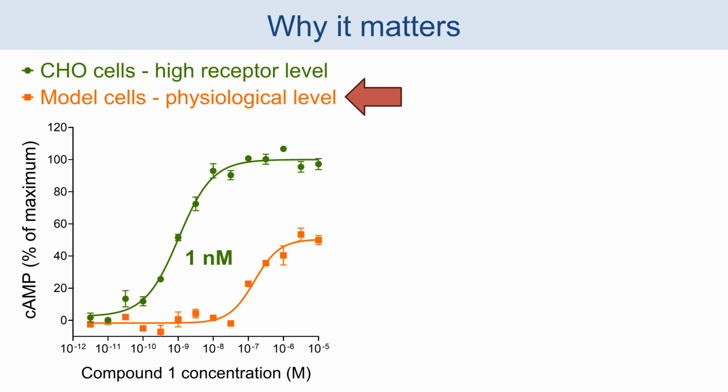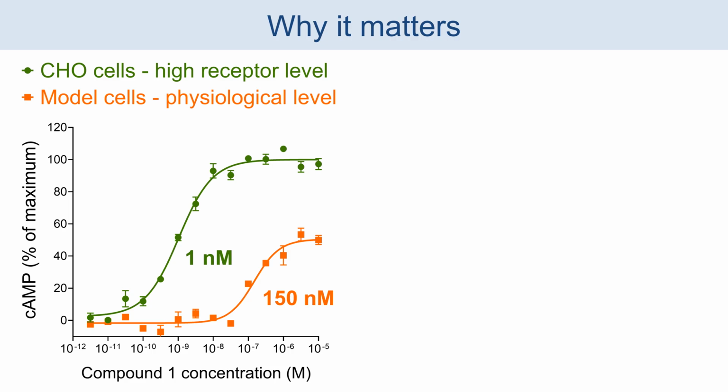Very often in these model cells we see the compounds are dramatically less active at these physiological levels of receptor expression compared with our overexpressing cell lines. For example, in model cells, the data in orange here, compound 1 produces a lower maximal cyclic AMP response, and it has an EC50 here of 150 nanomolar, which is 2 orders of magnitude higher than in our high-expressing CHO cells. All of a sudden, our compound doesn't look so appealing anymore.